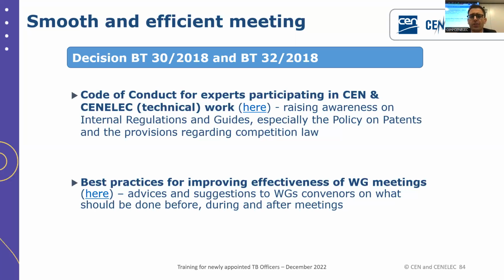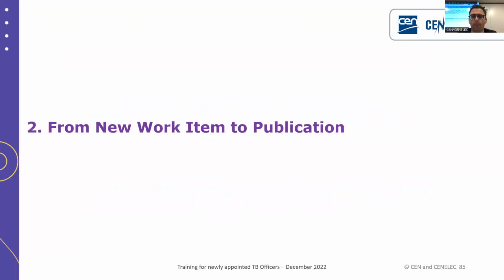The second decision is about the best practices for improving effectiveness of working group meetings. This document is a very useful tool, particularly for working group conveners. It is a reminder of a number of things that the convener needs to do, like sending the invitations on time, sending the documents on time, ensuring at the meetings that there are clear actions and everyone knows what they have to do, and preparing the report of the meetings. So these are two important guidance documents that you need to be aware of, and you can also share them in the TC if needed.